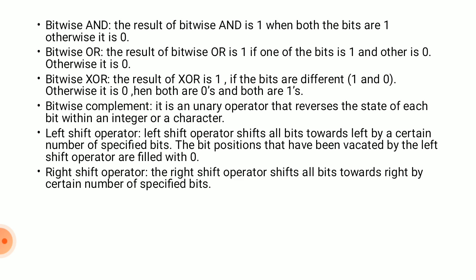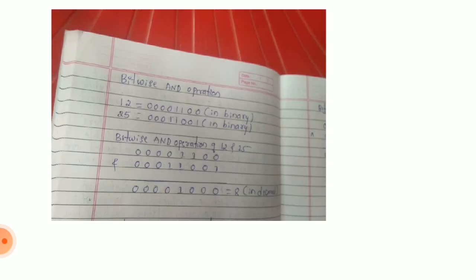How many positions are going to shift, that is 1, 2, like that, right. So, these are the bitwise operators: AND, OR, XOR, complement, left shift and right shift. Here we will see how the bits are manipulated. So, the first one is the AND operation.